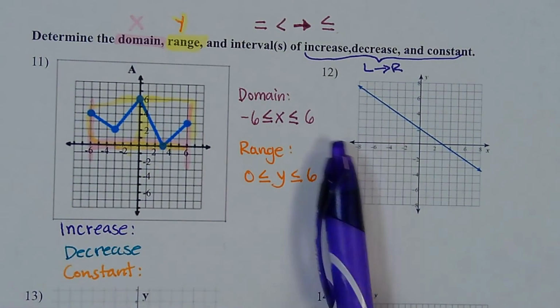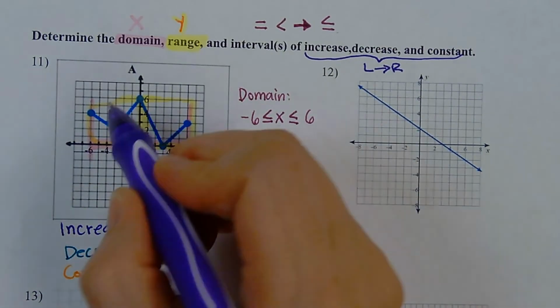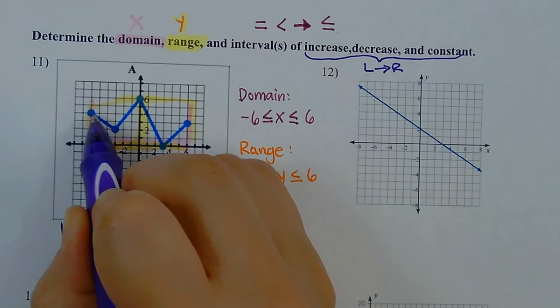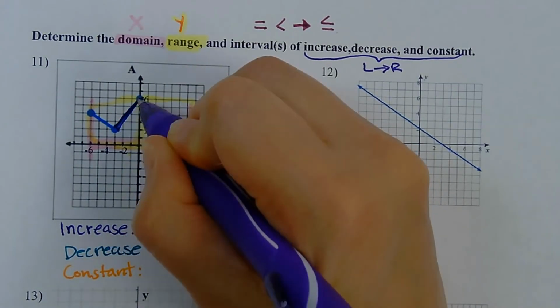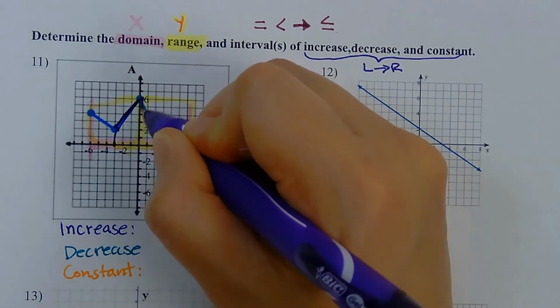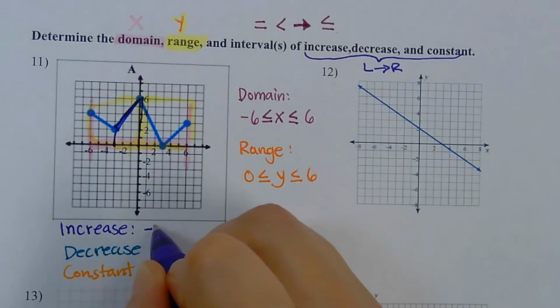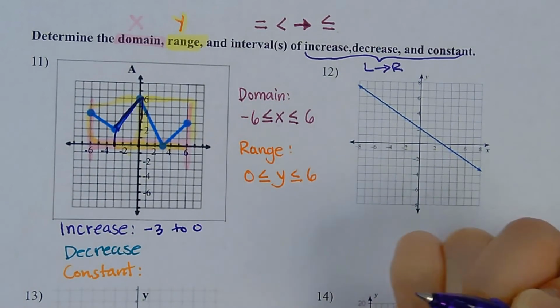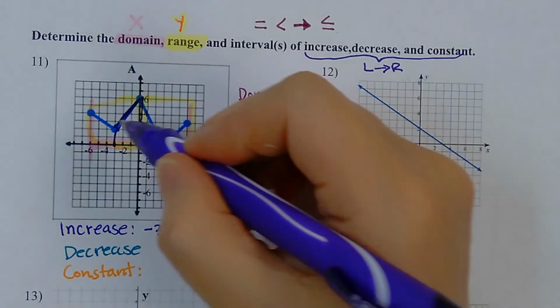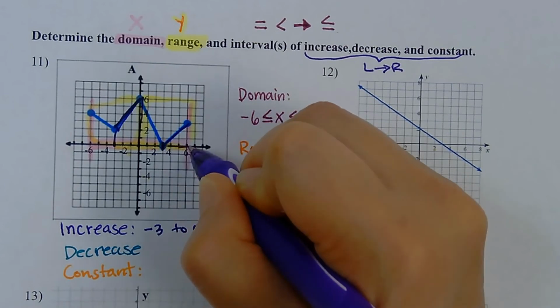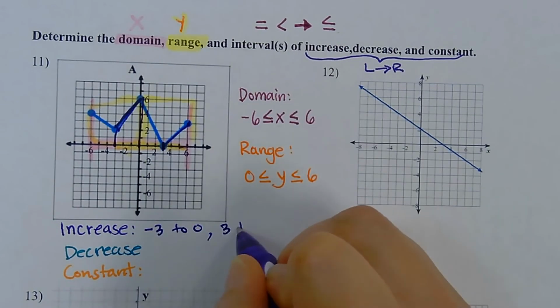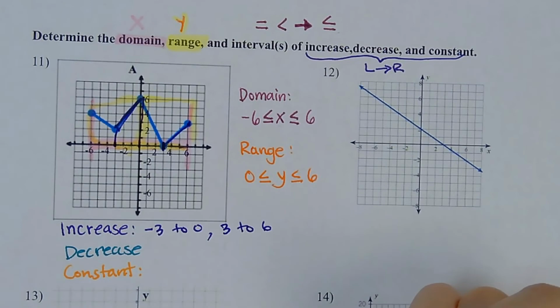All right, so increasing. Where does it increase? So again, from left to right, this is going down. This is going up right here. This is increase. So this is from -3 to 0. So I'm just going to write -3 to 0. All right, when else does it increase? From 3, right here, 3 to 6. So from 3 to 6. These are the intervals that are increasing.